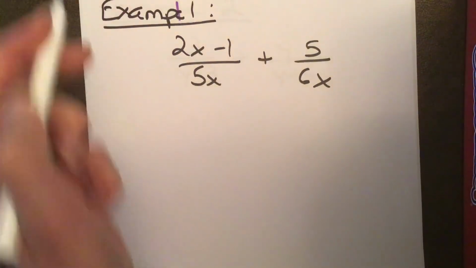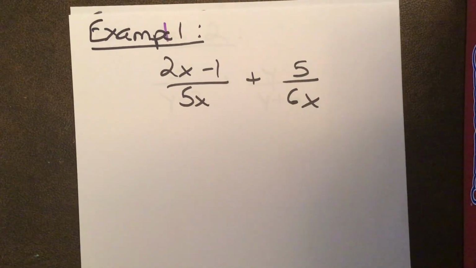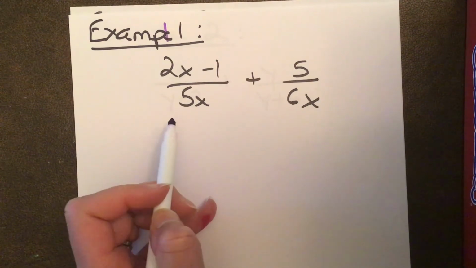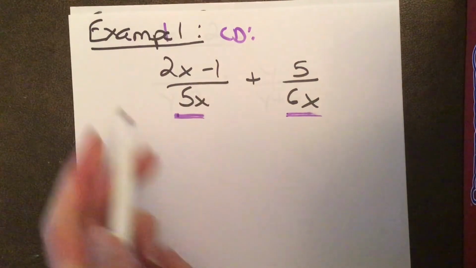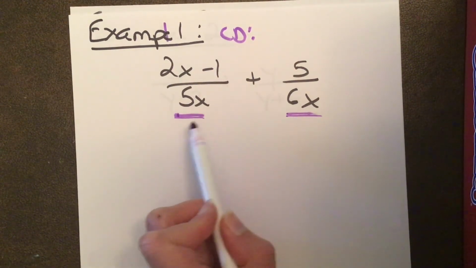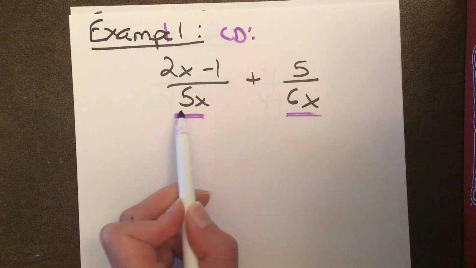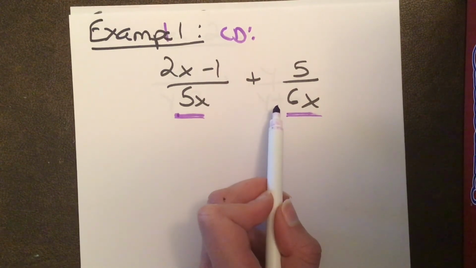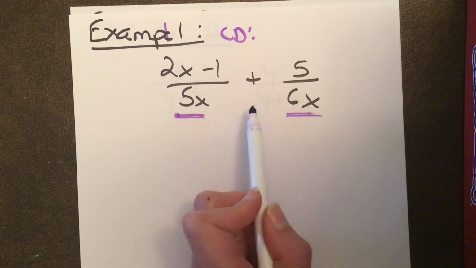So our first example is (2x minus 1) over 5x plus 5/6x. Our first step is to get a common denominator. So here my two denominators are 5x and 6x. Neither one of these will factor because they're just a single term. So I can't factor this or this. So how do I come up with my common denominator? Well, I have a 6 and a 5. So my thinking of getting a common denominator for those is the same as what you've always done. What's the smallest number both 6 and 5 are factors of or divide into?